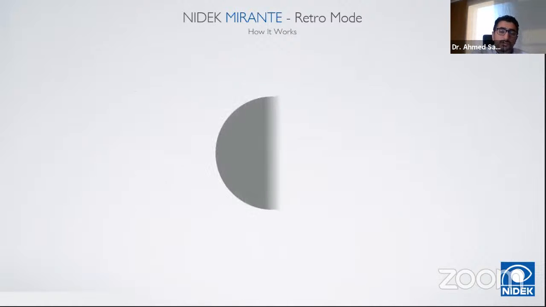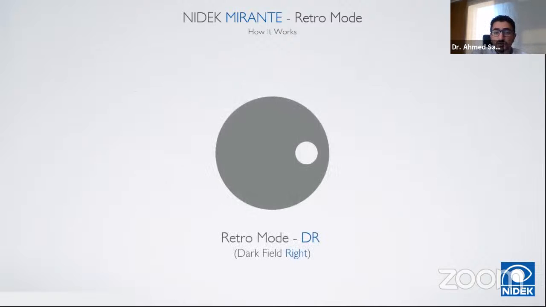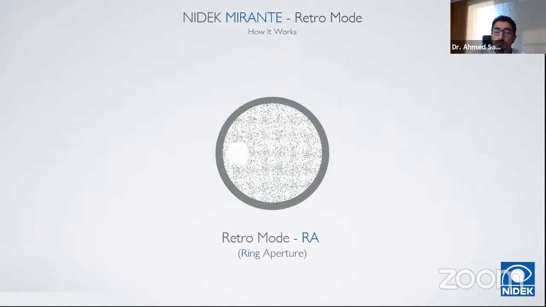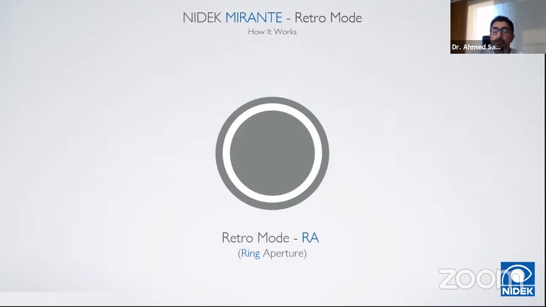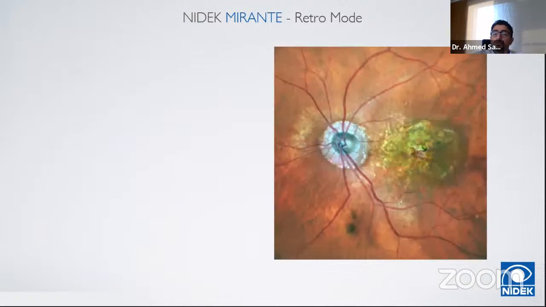So we have two different kinds. We have the retro mode dark field right, where it is laterally shifted to the right, and the retro mode dark field left, where it is laterally shifted to the left, or we have the retro mode where we have a circular aperture in the middle, with the objective of all to provide me, as I mentioned, a 3D image of the morphological changes in the front surface, or the sensory surface, of the retina.